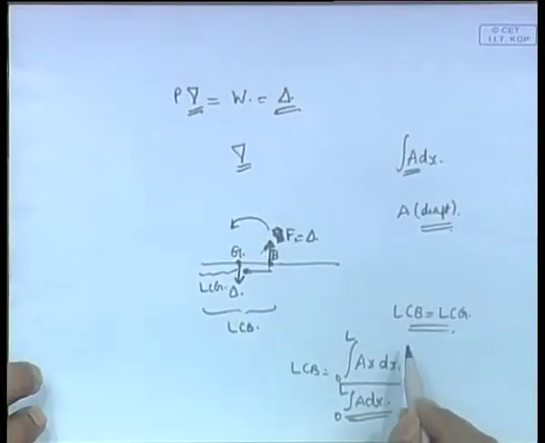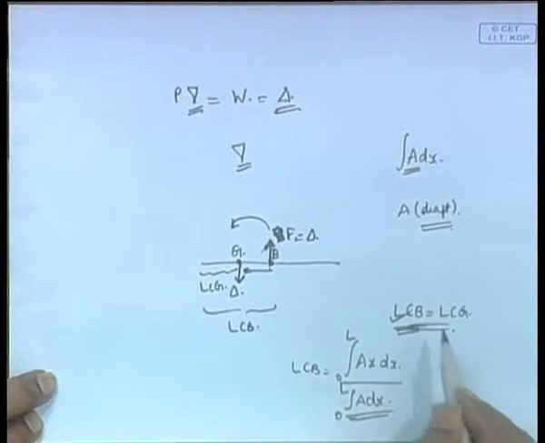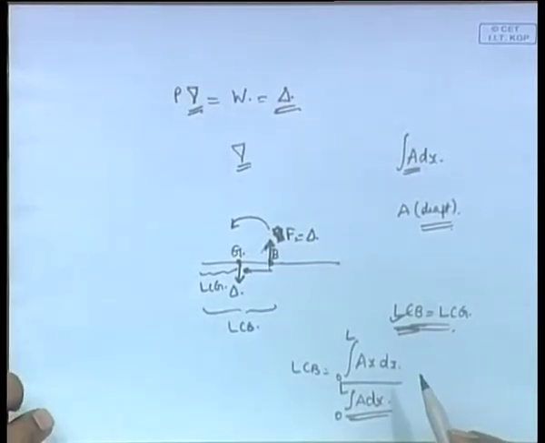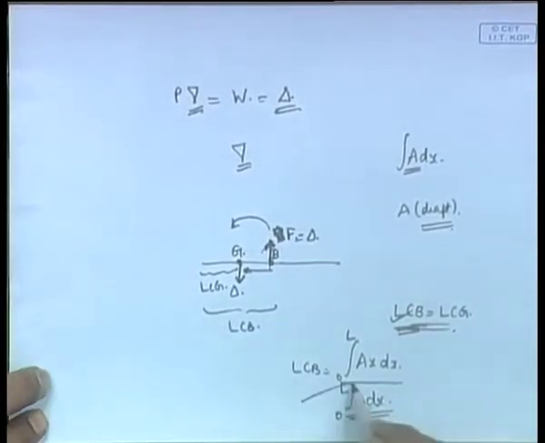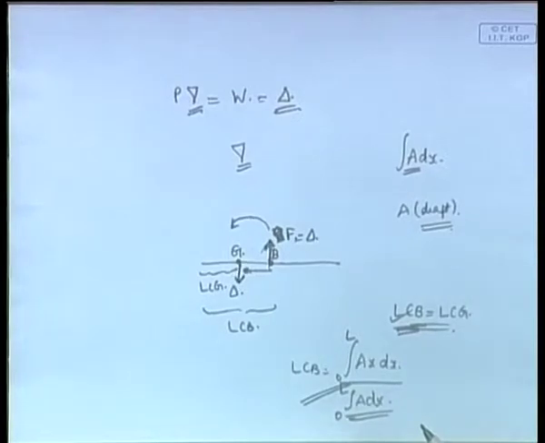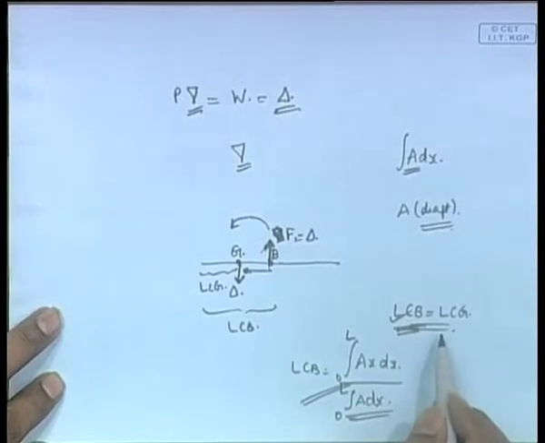Next step is to find the LCB. Okay, you need to find the LCB. LCB is found by integrating this formula. So, using this formula we calculate the LCB, and there is no other way other than a trial and error process to make sure that LCB equals LCG.